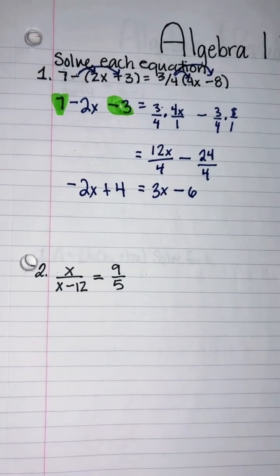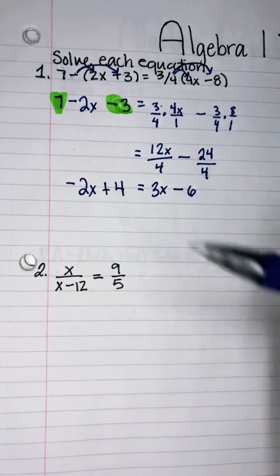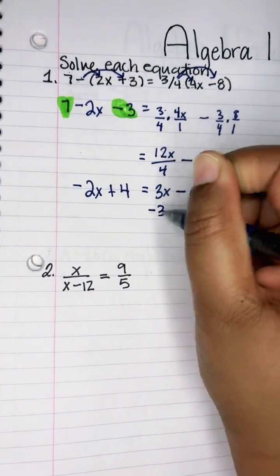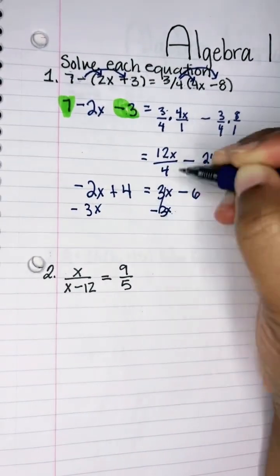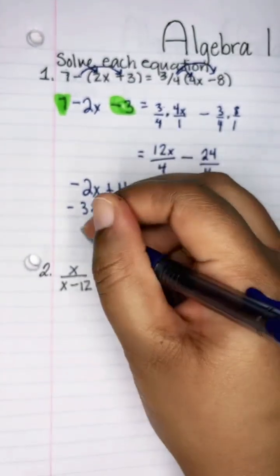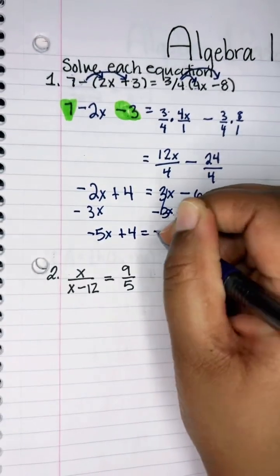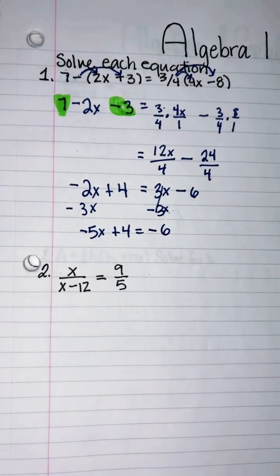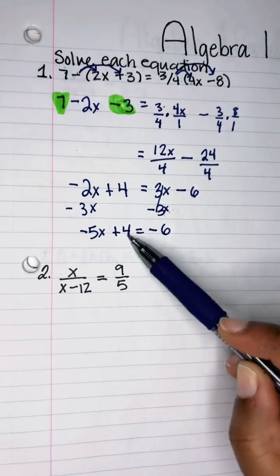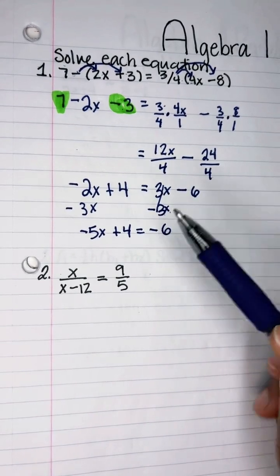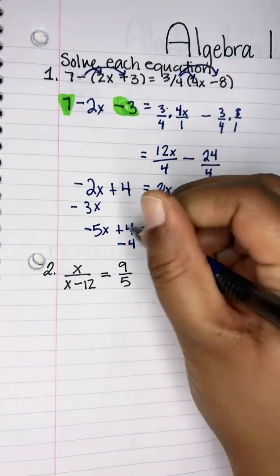So what we want to do is move this 3x to the other side, okay? So we're going to do that by subtracting 3x because it's a positive. So we want to subtract 3x from both sides. And negative 2x minus 3x gives us negative 5x plus 4 equals negative 6. Since I brought the x to this side, that forces me to bring this 4 to this side. I'm going to do that by doing the opposite of plus. So I'm going to minus 4.